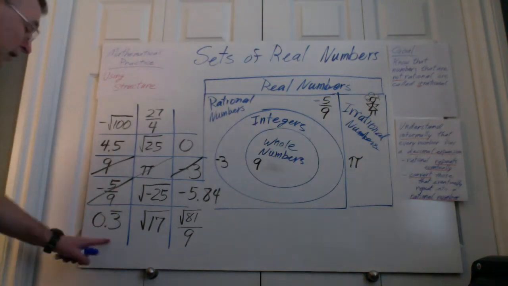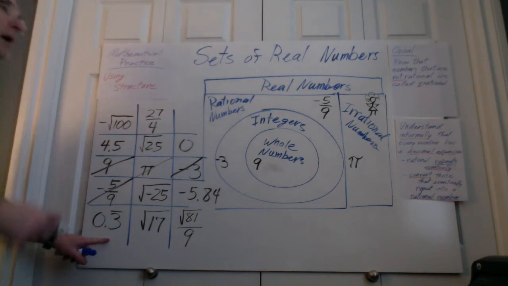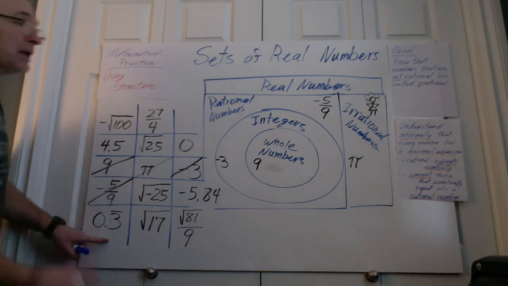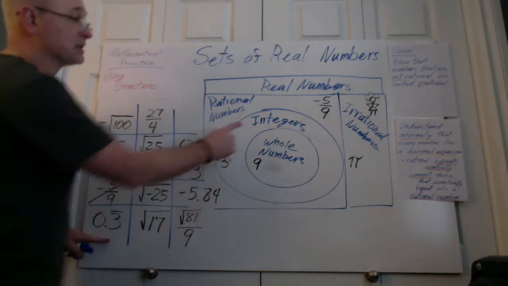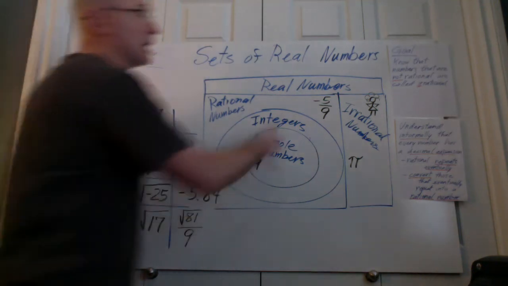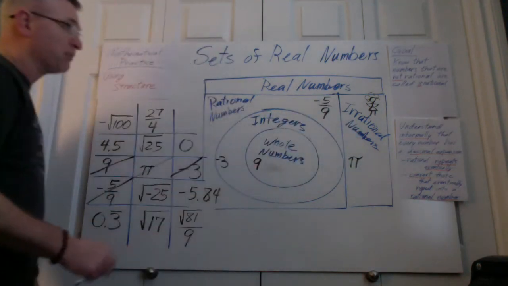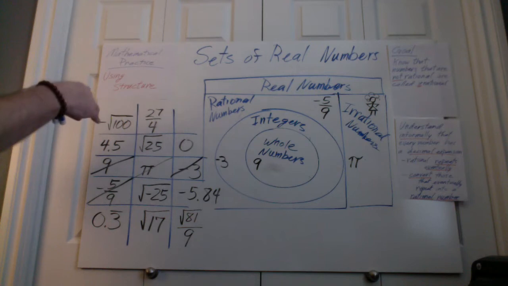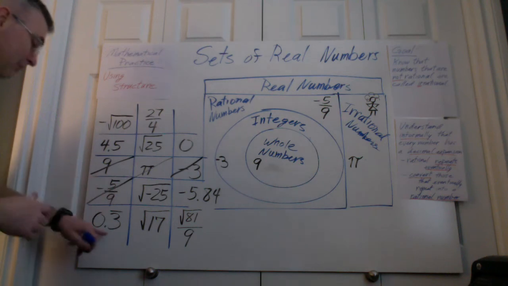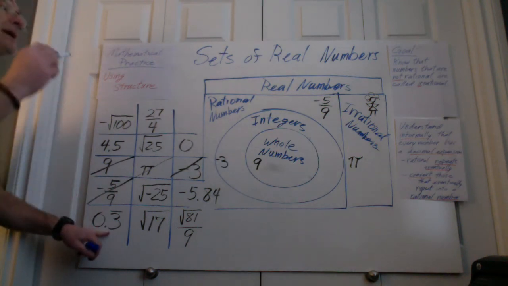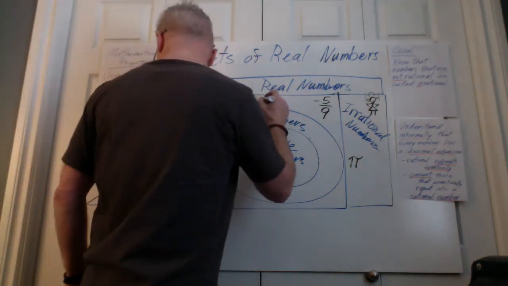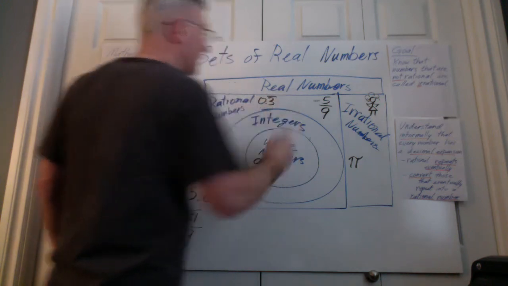So, I looked at this one before, 0.3 repeating. It's not an ending decimal, and if it's not an ending decimal, it's not a whole number for sure because it's got a decimal piece. It's not an integer because we don't use it on the lines to mark things. So now we need to figure out, is it irrational or rational? Well, it's rational because even though the decimal expansion goes on forever, it repeats. That means I can make it into a fraction, which means it's rational. So I'm going to put 0.3 repeating in that section.